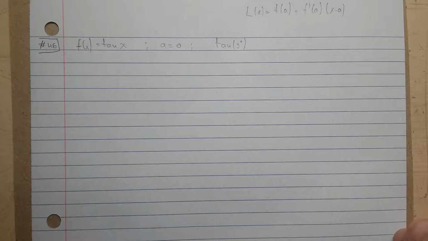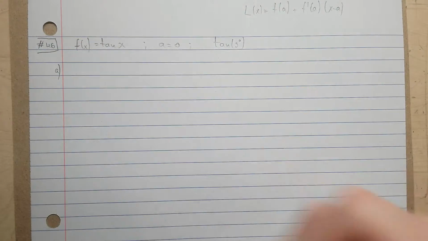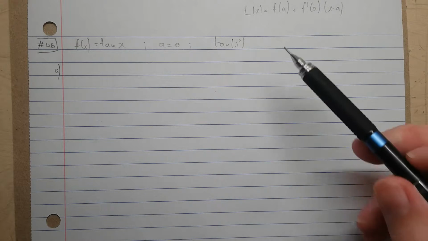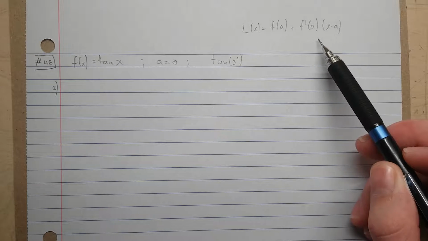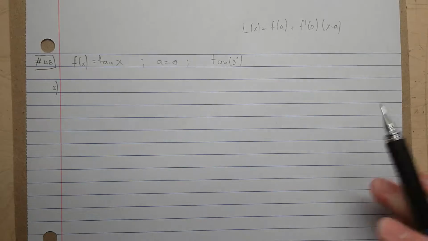Right here we have a problem from chapter 4.5, question number 46, which is a linear approximation question. Part A is to write an equation of the line that represents the linear approximation to the following function at a. Before we do anything, we need a linear approximation formula, which is L of x is equal to f of a plus the derivative at a times x minus a.